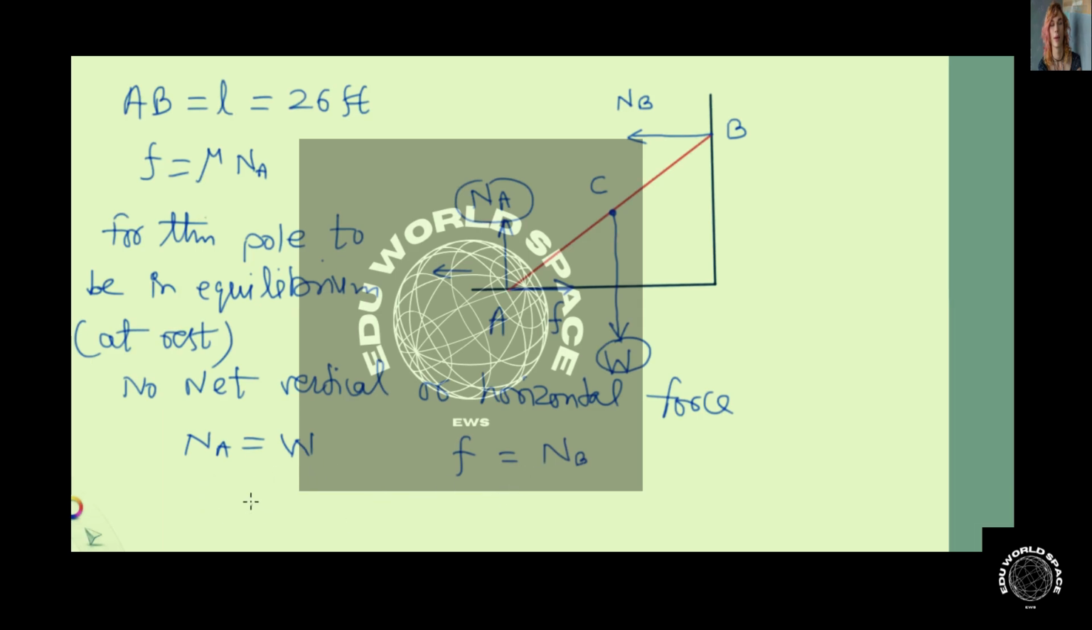Now, force of friction F is given as mu times of NA. So we need not use this concept right now. We will use it later on. For the time being, F equals mu into NA.